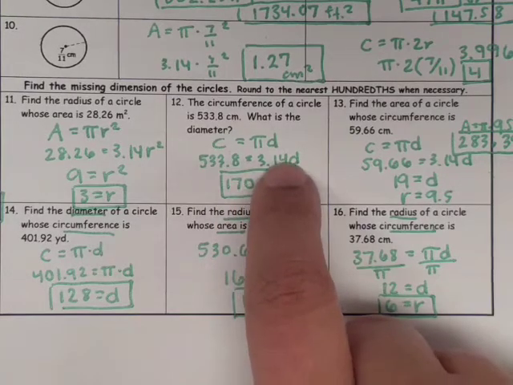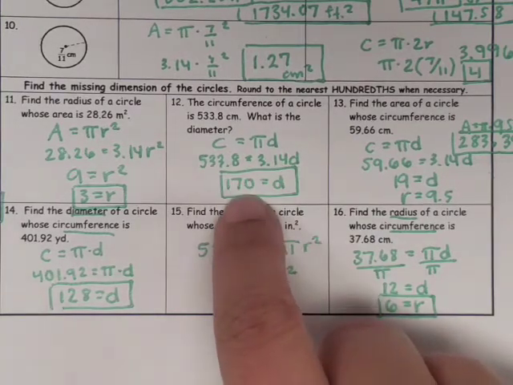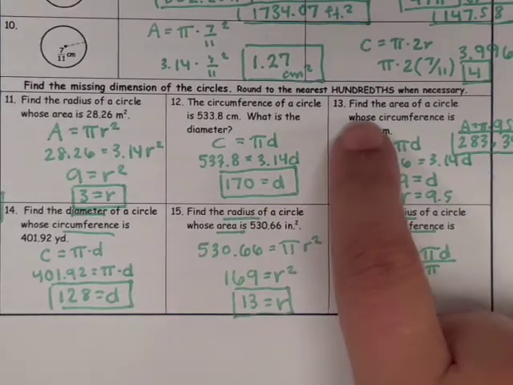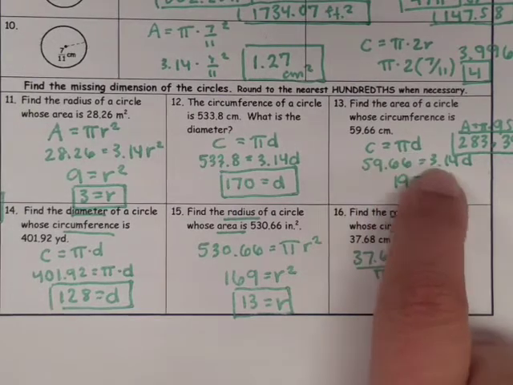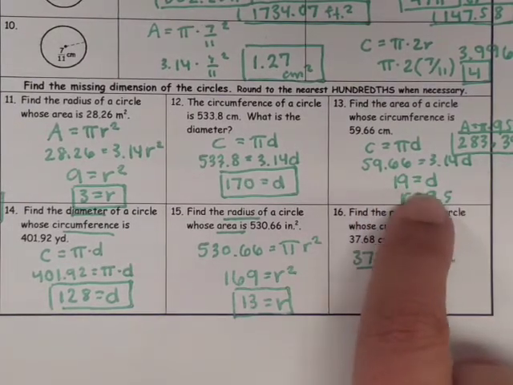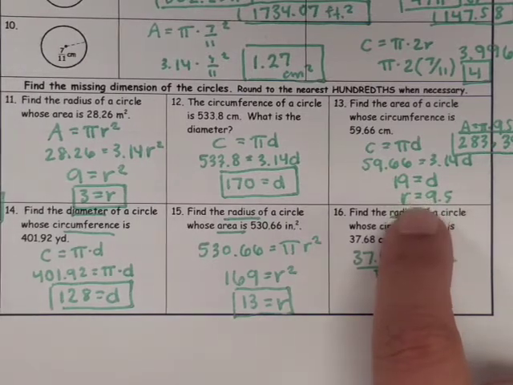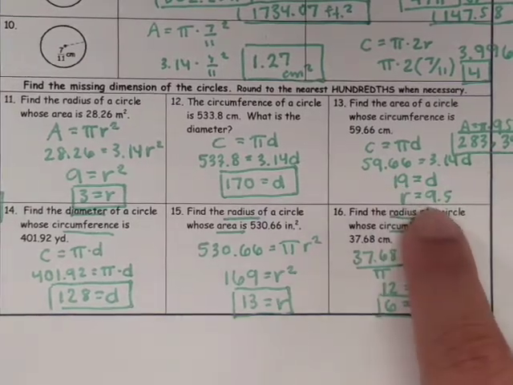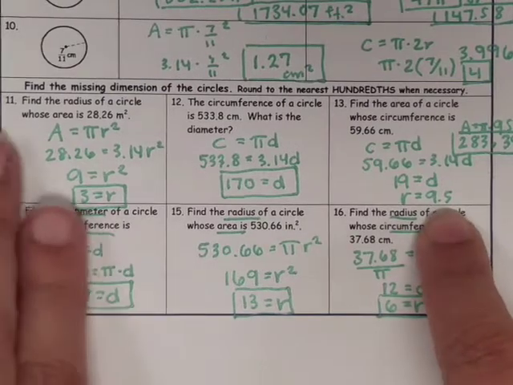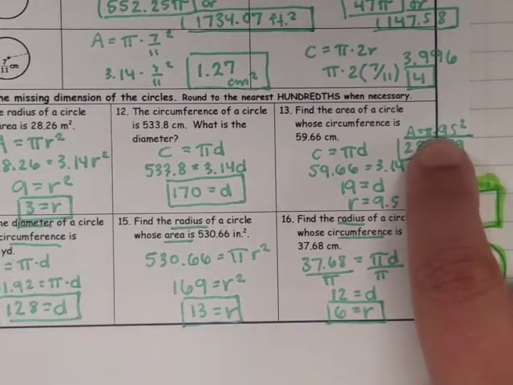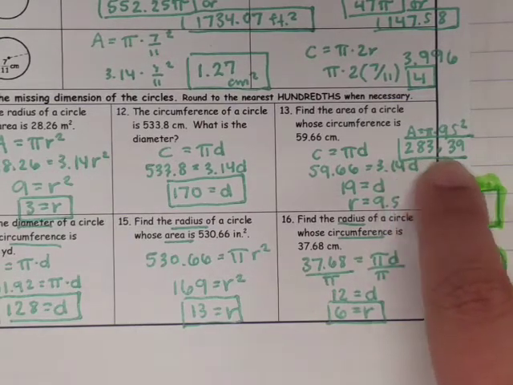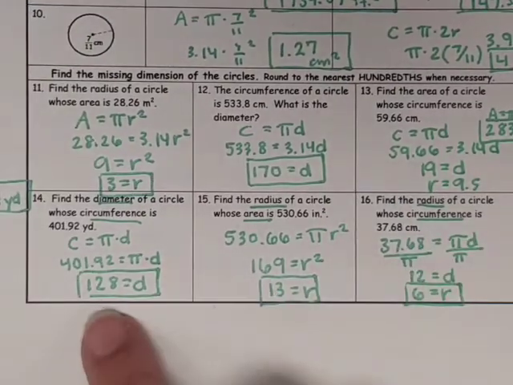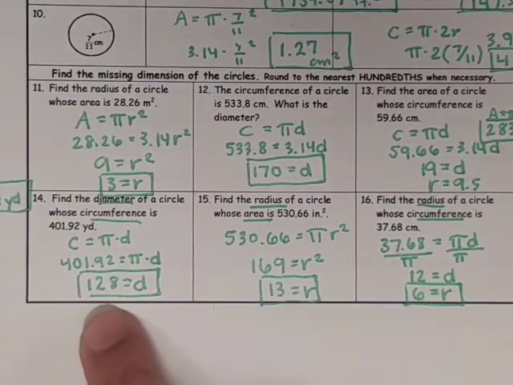For number 12, they gave me circumference, and I needed diameter, so I used the formula C equals pi times D. I divided both sides by pi, and got 170 equals D. Number 13, it was 2 steps, so I used the circumference formula. I divided both sides by 3.14 and got 19 for D. Then I had to cut diameter in half. I got 9.5 for radius. Then I used the radius in my area formula, pi times 9.5 squared, and so my final answer is 283.39 centimeters squared.